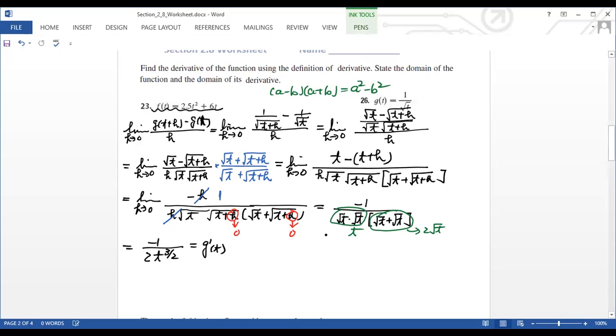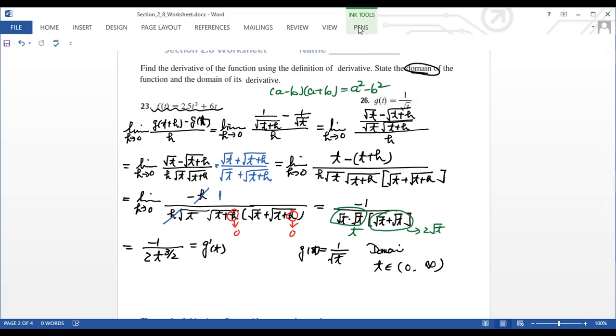Okay, they want to find the derivative function, then they also want to find the domains, right? So let's take a look. g(t) is equal to 1 over square root of t, right? So we know the domain here: the denominator cannot be 0 and the inside of the square root has to be positive, right? So the domain here will just be t from 0 to infinity, right?